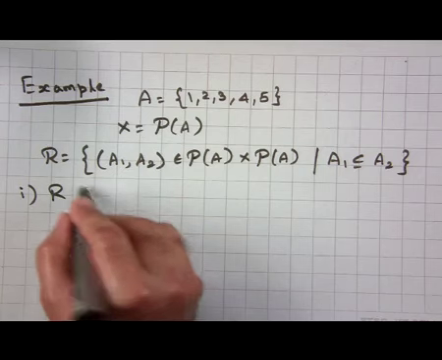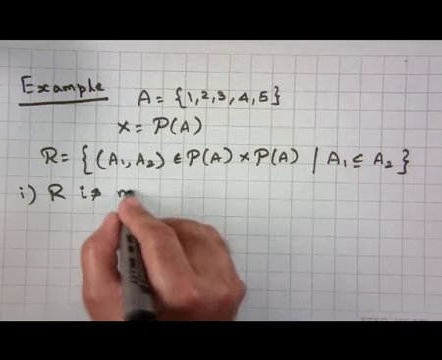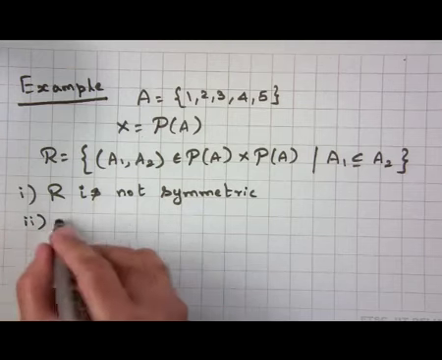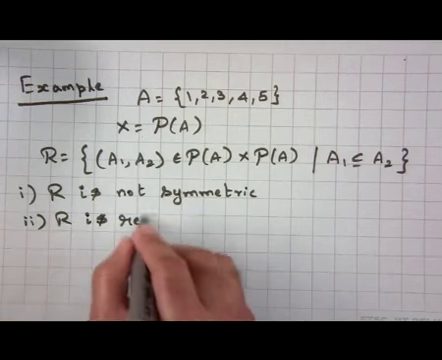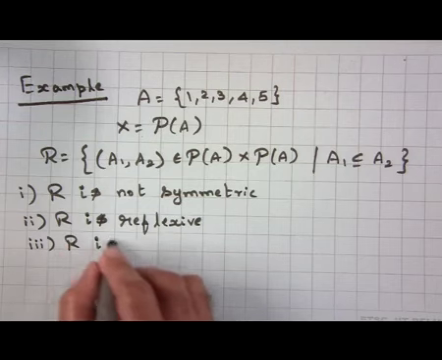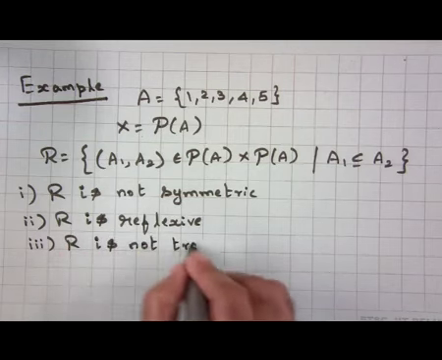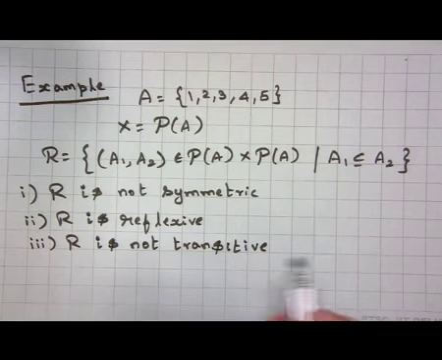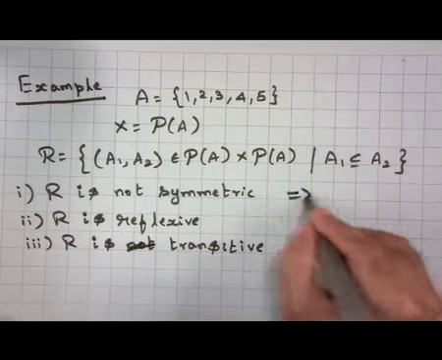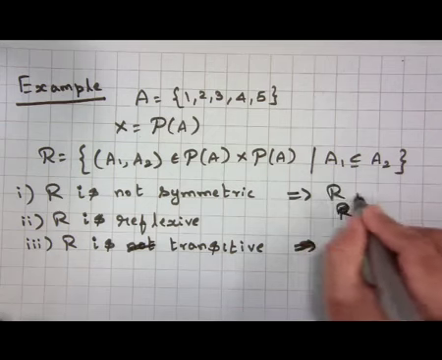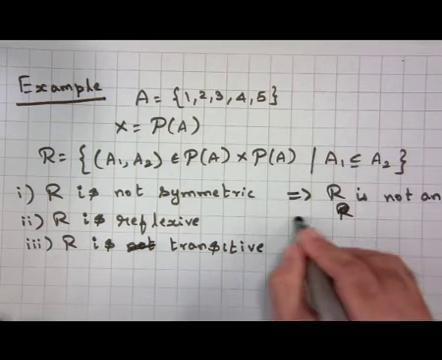Here what we saw is that R is not symmetric. Second, R is reflexive. But R is not transitive. So, the first one and second one, these two say that R is not an equivalence relation.